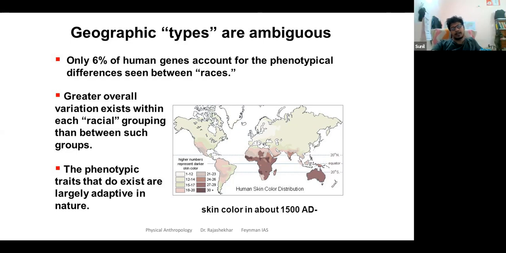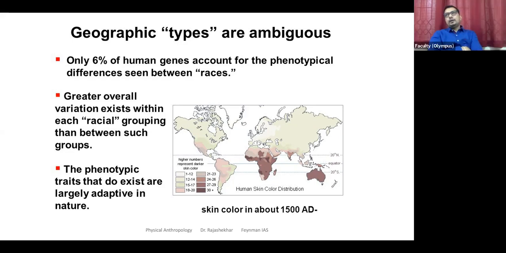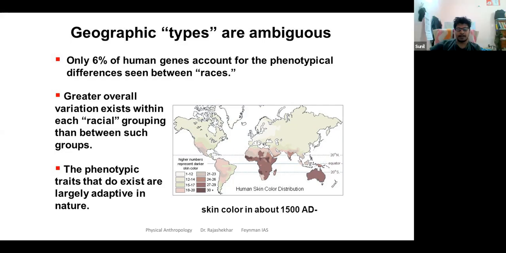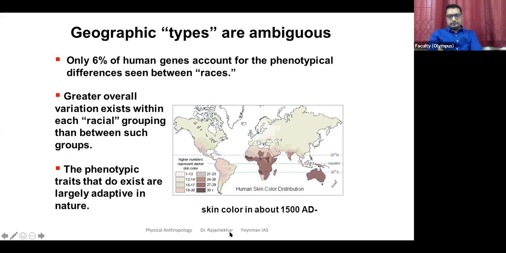Sir, can we take one example to see? I mean, I'm not able to understand this topic. I mean, the difference and similarity, 94% and 6%. Right. So, what are we trying to learn here? So, let's say it's skin color or intelligence, we can take one of them.